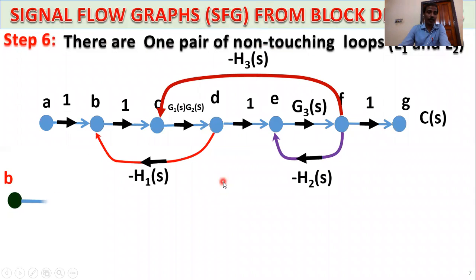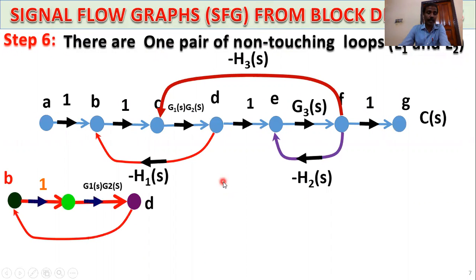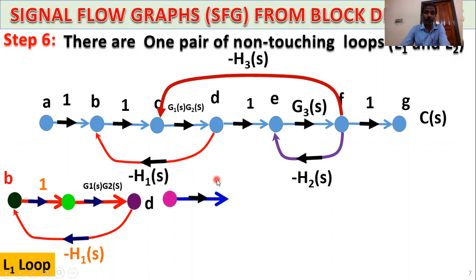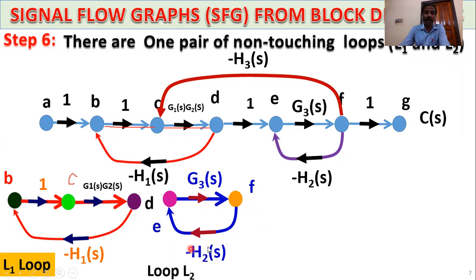So first, draw the forward path. B, C, D, and the gain of B, this is point C, this point is equivalent to C actually. So the BC gain equals 1 and the CD gain equals G1, G2. And again, another loop, E to F, G3 gain, and the feedback gain minus H2S. This is loop number 2.